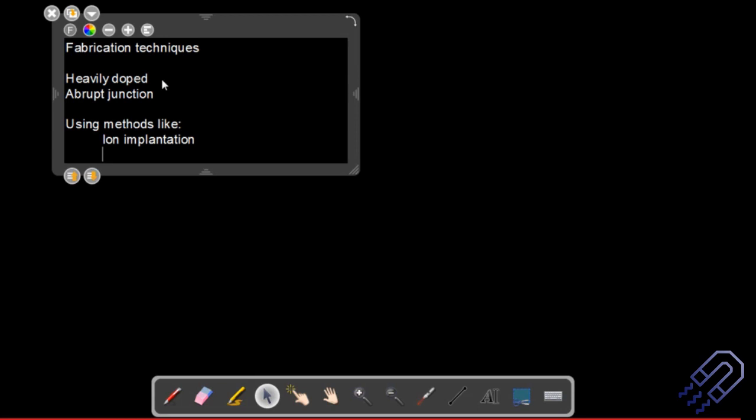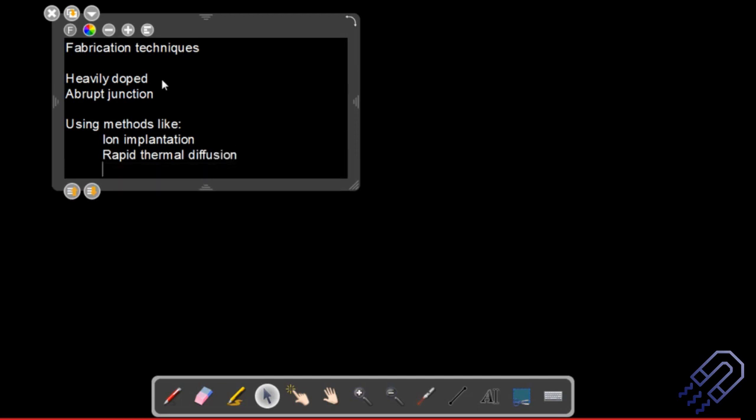Okay, and then we can actually have another technique which is called rapid thermal diffusion. Okay, so diffusion, that is important. And then something which is actually not financially very promising. Okay, you actually need to have a lot of financial support for this molecular beam epitaxy.